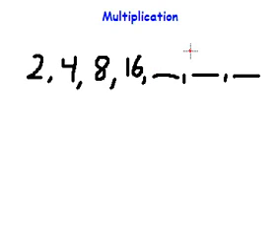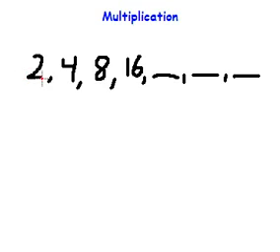Alright, the next one we're going to look at here is multiplication. Multiplication is like an addition sequence in that the number that comes after the previous one is larger. For example, 4 is larger than 2, 8 is larger than 4, and 16 is larger than 8. So when you first look at this, inside your head you could be thinking, oh, this is either an addition or multiplication sequence.